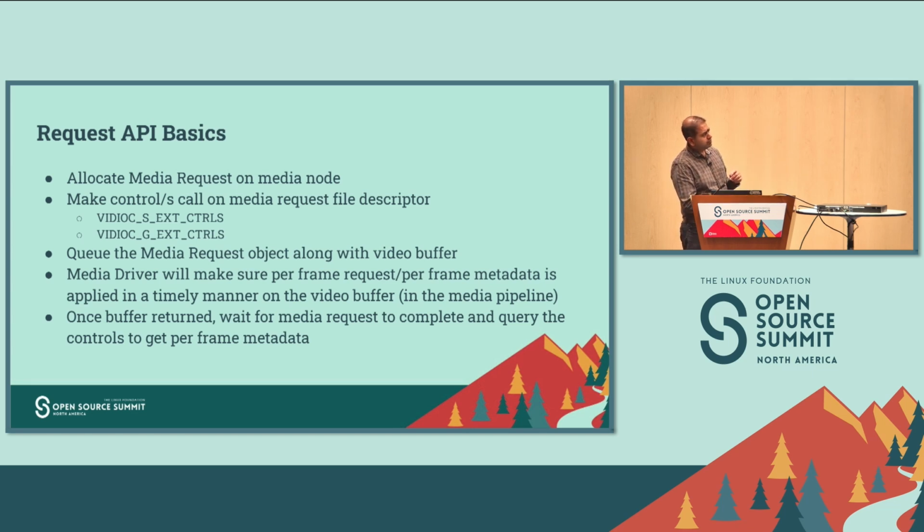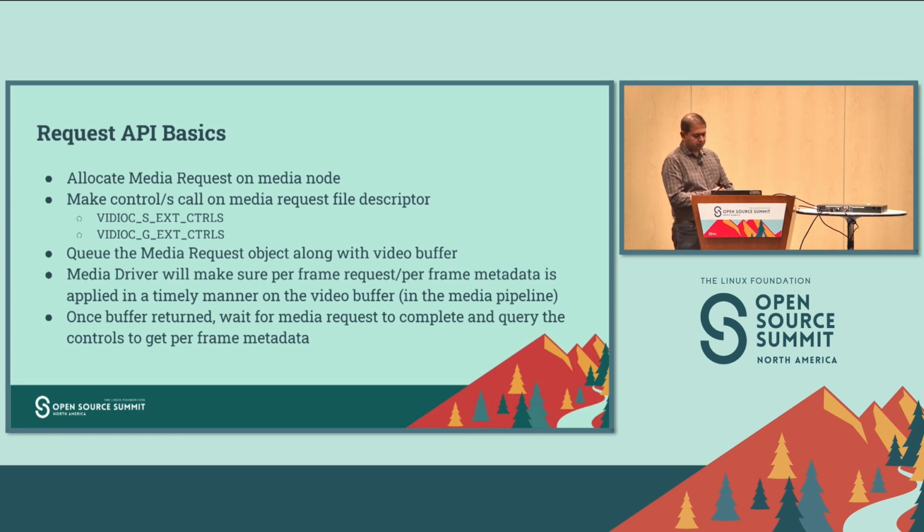And once the buffer is returned, normally after the hardware produces the buffer, through the driver, the buffer will be returned to user space. So once the buffer is returned, if you did queue this buffer with a media request, you need to wait for that media request also to complete. There is another API. I think it's basically like a poll call on the file descriptor. And once that happens, then you can query the controls using the G control API, and that's going to get you all the per frame metadata.